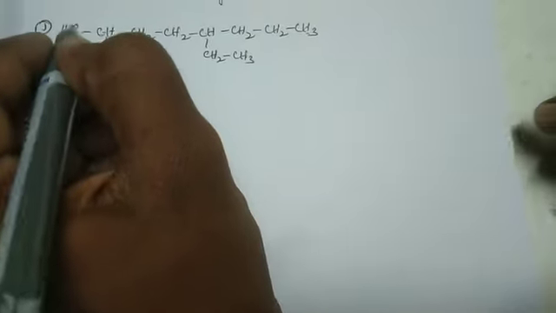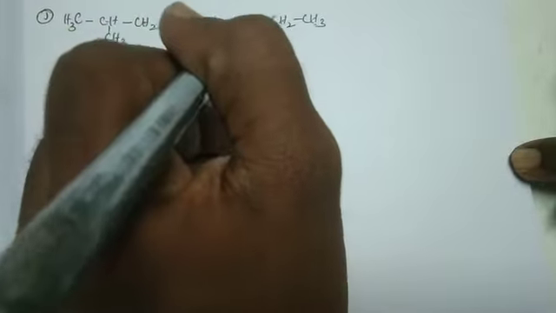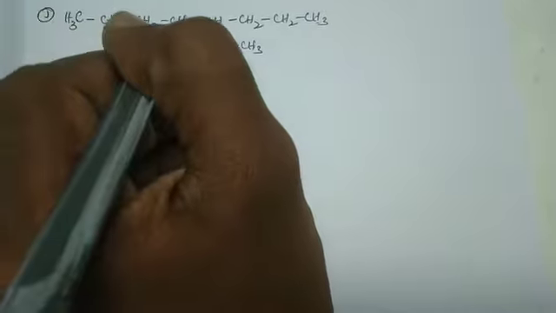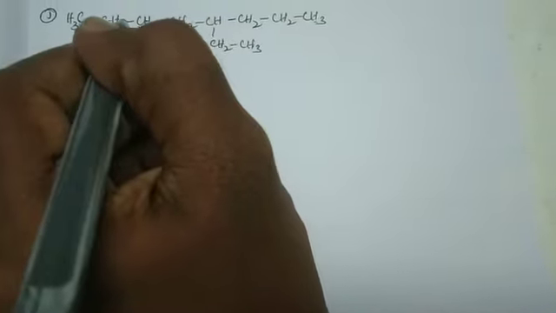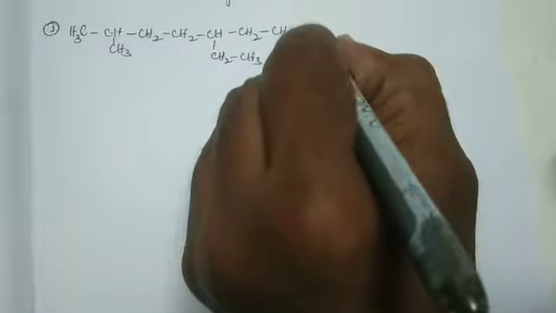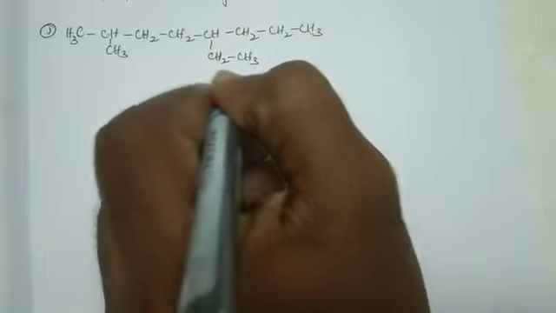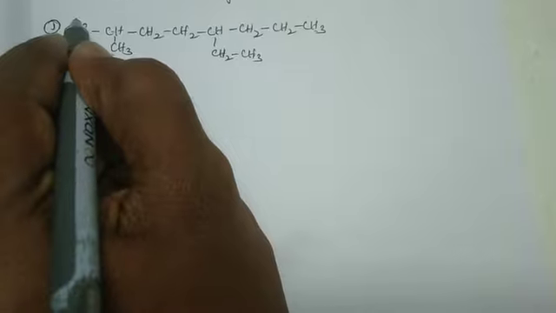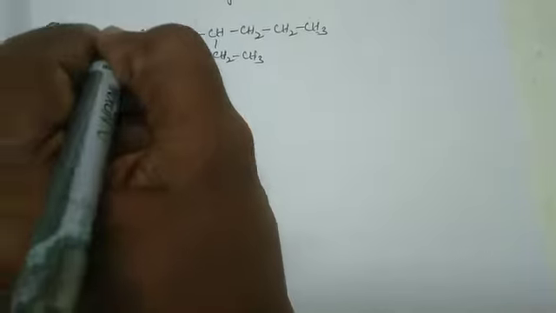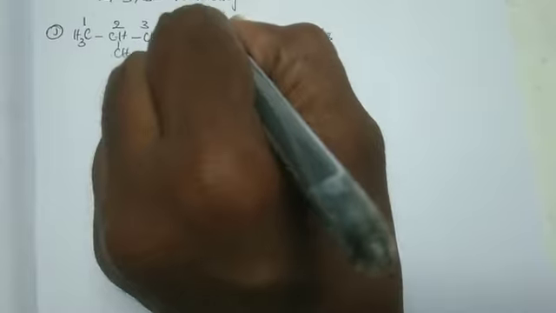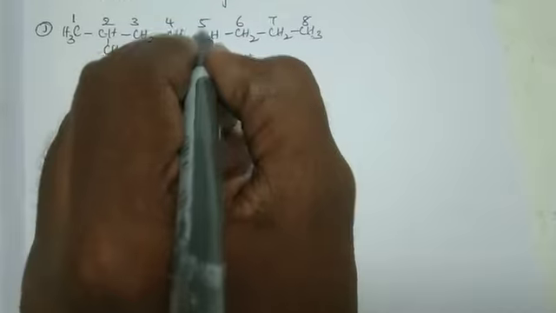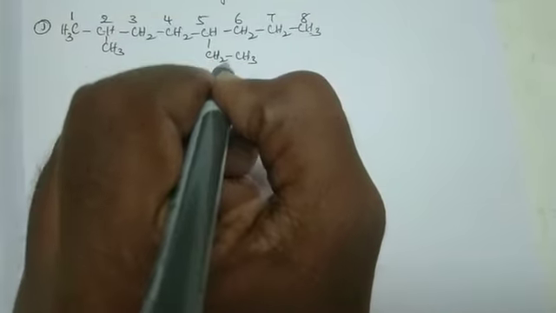So we give the numbering from either this side or this side, we have to check it. Always we have to give the numbering where we are getting the lowest number to the substitution. If we go from this side, you will get the substitution at the 4th carbon. If you come from this side, you are getting the substitution at the 2nd carbon. So 1, 2, 3, 4, 5, 6, 7, 8. So at the 2nd carbon you have the methyl group, at the 5th carbon you have the ethyl group.